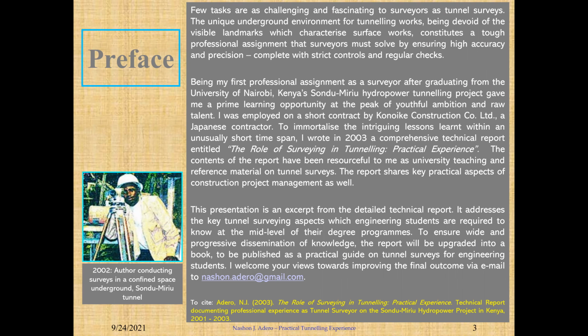Why? Because of the unique underground environment for tunneling. Now you don't have visible landmarks. You are just guided by the calculations that you have learned from surveying. And these calculations are the ones that are going to determine if the errors are kept to a minimum to meet the design requirements, and if you are excavating the tunnel in the right direction, horizontally and also vertically.